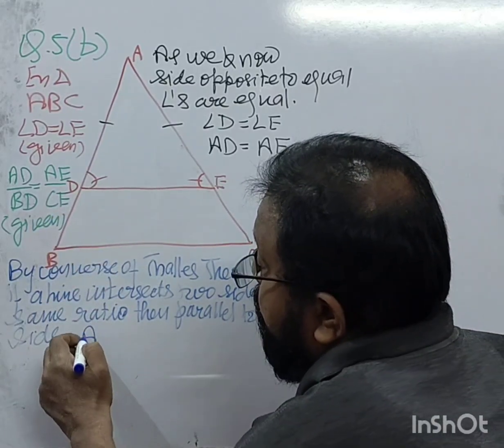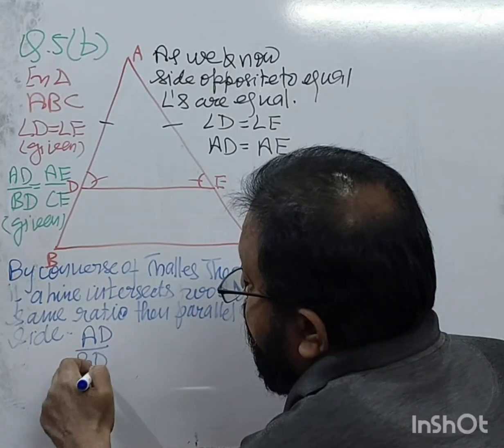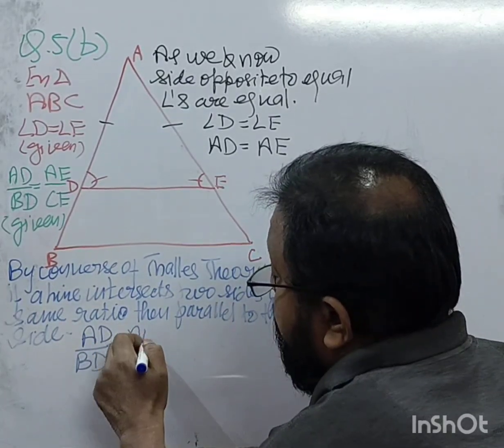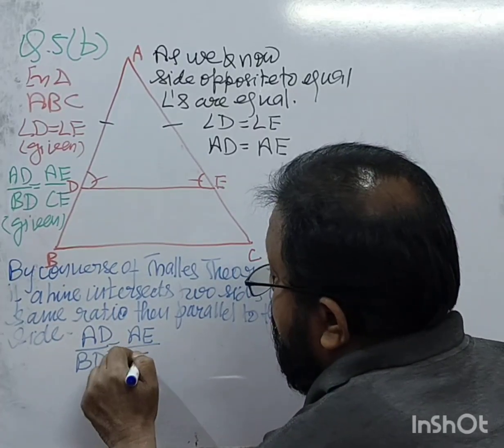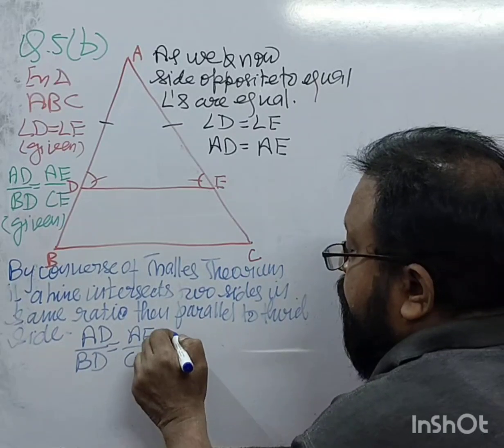AD upon BD is equal to AE upon CE, given.